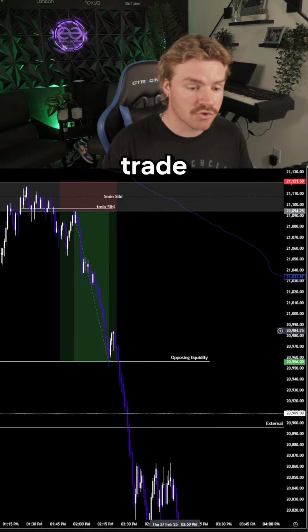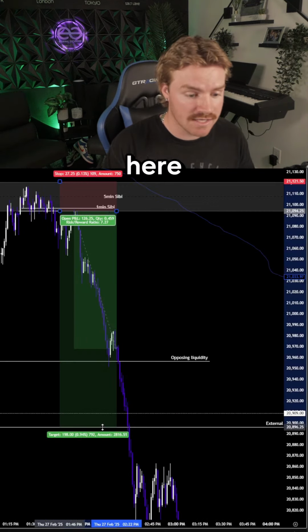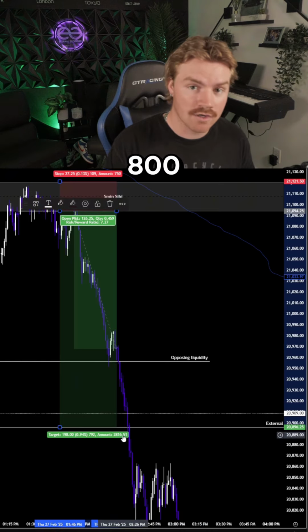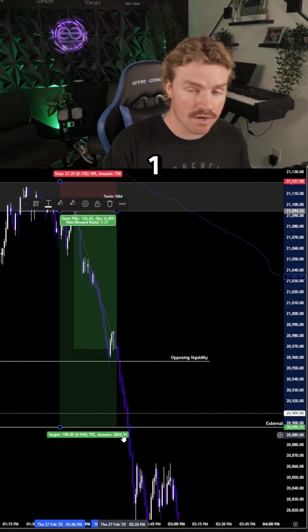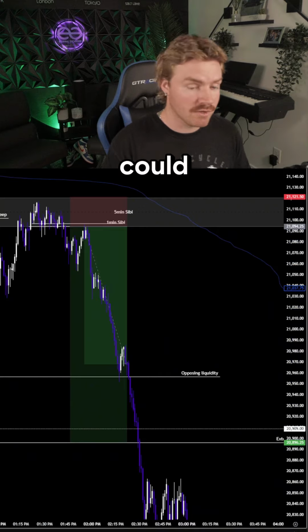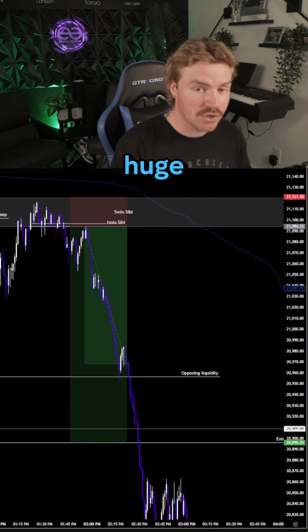If I would have held this trade all the way to external liquidity, you can see here that it would have been almost 800 ticks of profit, offering about a 1 to 8 risk to reward. This strategy could be the only thing you're missing to start catching huge moves in the market.